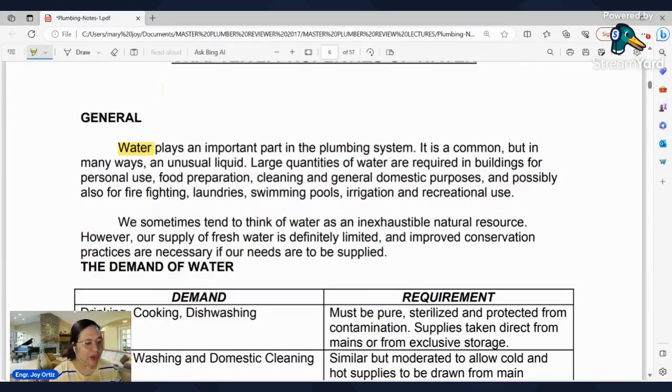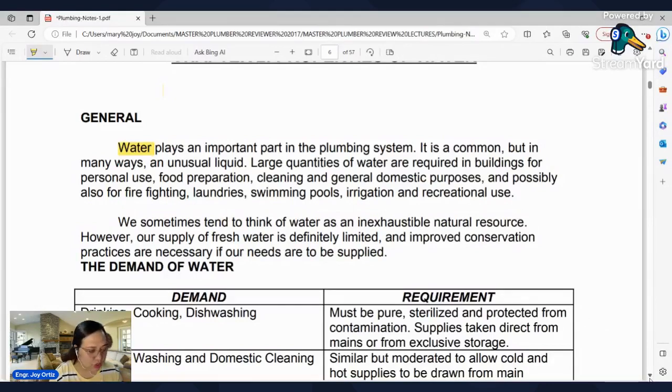Okay. So, since water, large quantities of water kailangan for the buildings, of course, cleaning, general, domestic, alam naman natin yun. Possibly also for firefighting. So, included po talaga sa master planning, pag-aaralan natin yun sa fire prevention, fire protection, and lahat ng mga needed for the pipings for the firefighting, di ba? Sa laundry, swimming pools, irrigation, and recreational use. So, we sometimes tend to think of water as an inexhaustible natural resource. However, our supply of fresh water is definitely limited. Nakikita naman natin, meron tayong global warming. So, most likely, our fresh water, nagiging limited siya. At the same time, yung fresh water, nagiging contaminated. And improved conservation practices are necessities of our needs to be suited.